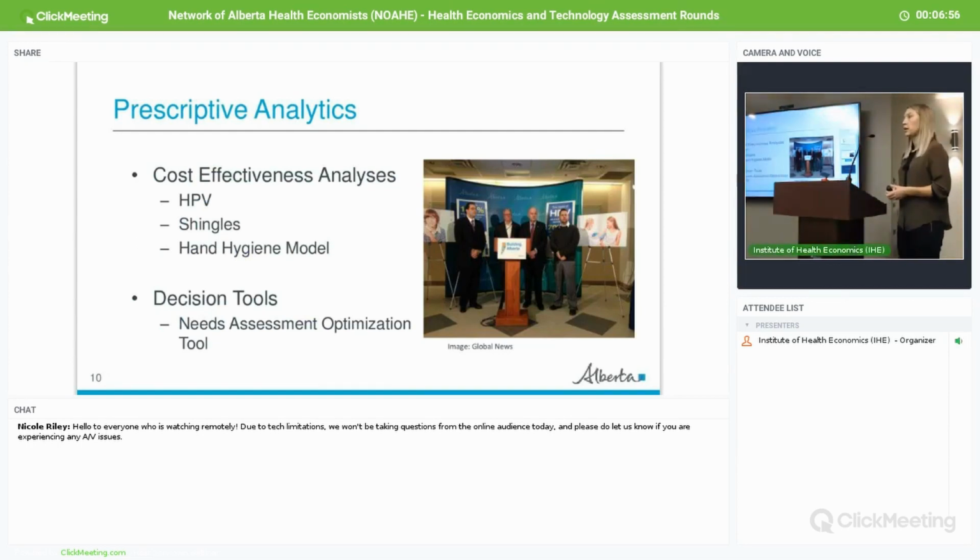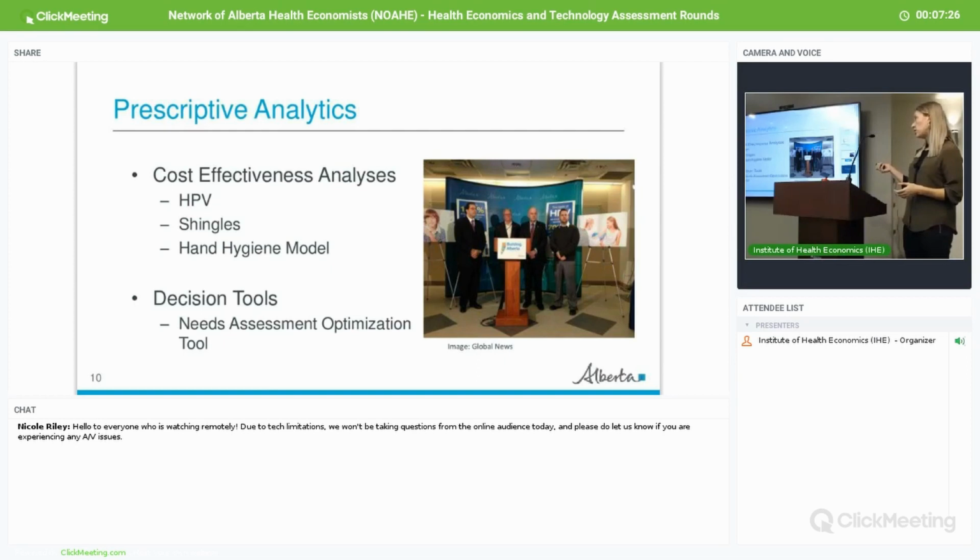Last, we have prescriptive analytics. What we're trying to do is pull together all those outputs from the predictive model and consolidate them in some way. So cost effectiveness analysis is a really great example of this. Some recent, or maybe not so recent, ones that we've completed have been HPV vaccine for boys and shingles vaccine, and we're currently working on a hand hygiene model to simulate how hand hygiene interventions can prevent the spread of MRSA within healthcare facilities.